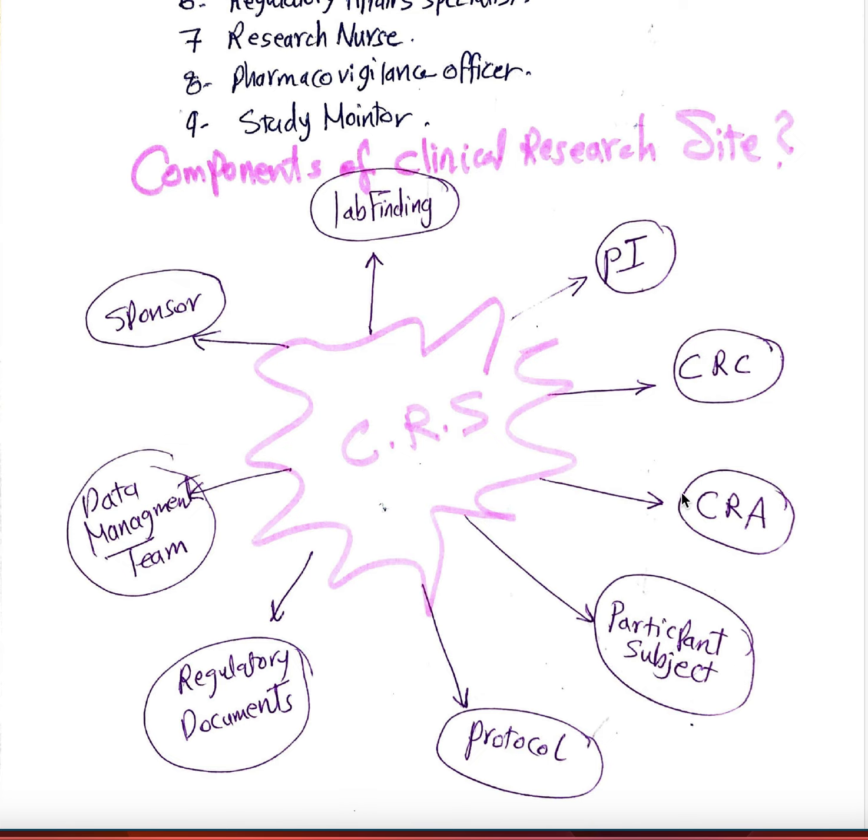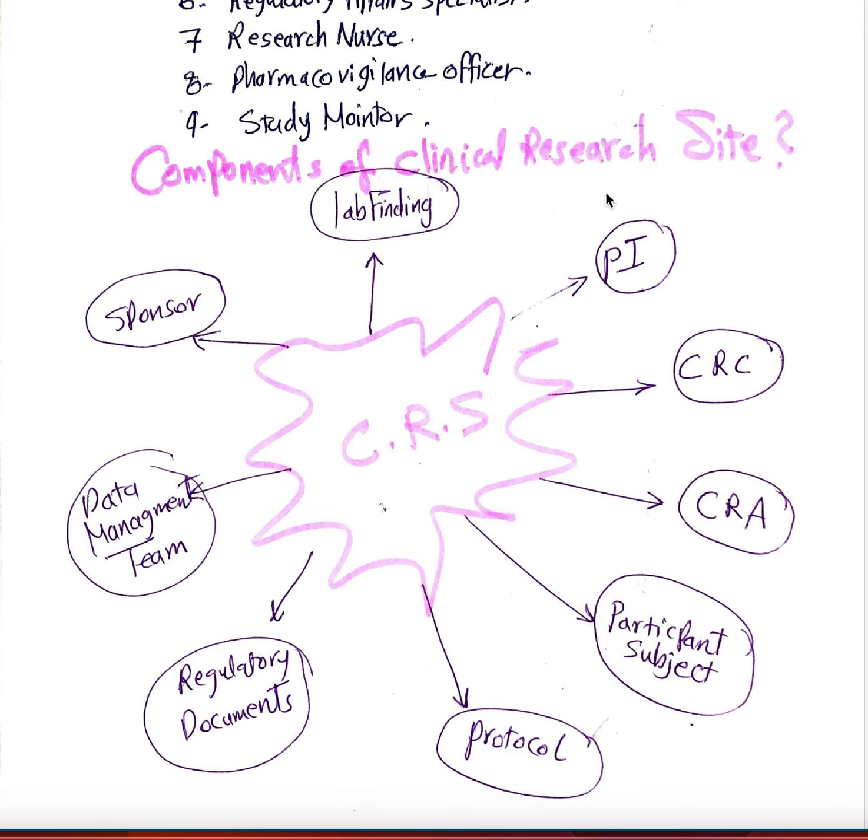And we talked before about the clinical research associate, and we said the most important functions are source data verification and source data review. These are the most important. Then we can talk about monitoring of the visits, monitoring of the documents, assessing the documents, the soft skills, appointment by the sponsors, all this stuff. And then the participant subject, protocol, regulatory documents, data management team. These are the important things that we have to know about the clinical research site and the clinical trial at all.